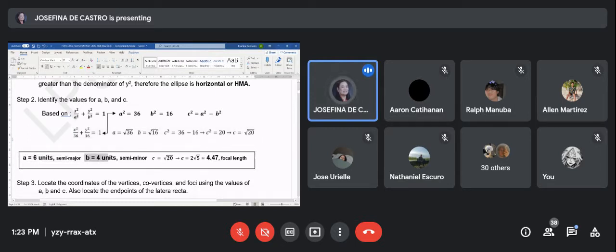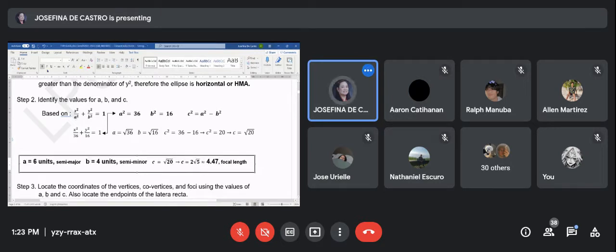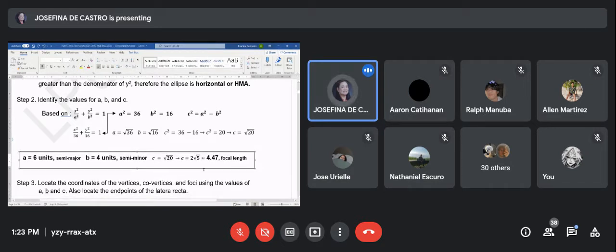Next. B is equal to square root of 16. Therefore, B is equal to 4 units. Semi-minor axis. Okay? Therefore, how long is the minor axis? 8 units. Okay, correct.